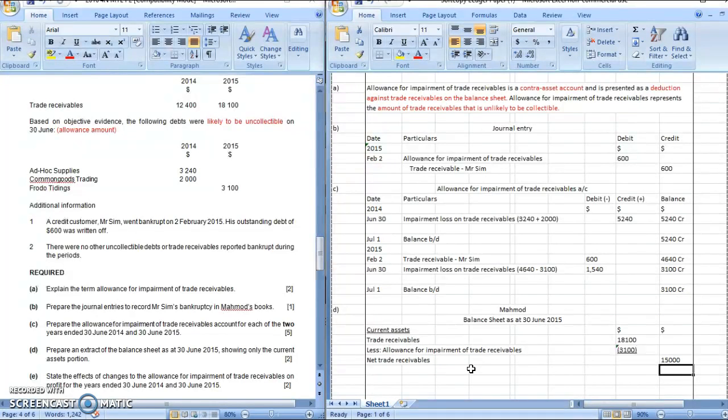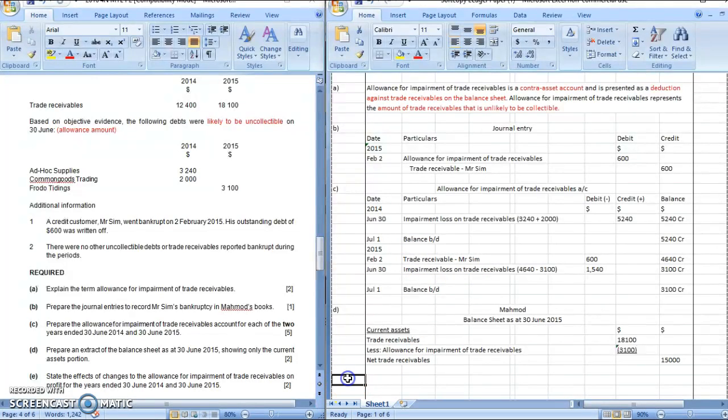So notice, at the end of the day, we only have $15,000 worth of money that we can expect to collect from our customers. So there is a reduction of our trade receivables on our balance sheet. So this is why we need to create the allowance account, because we don't want to overstate our trade receivables at the end of the day.